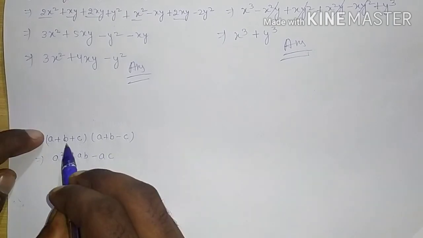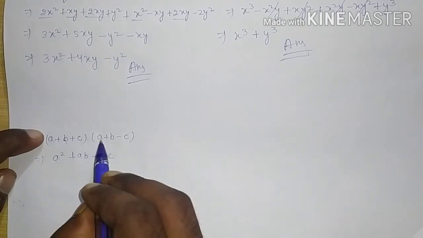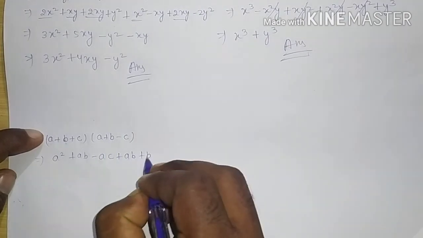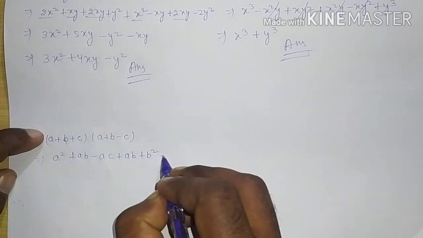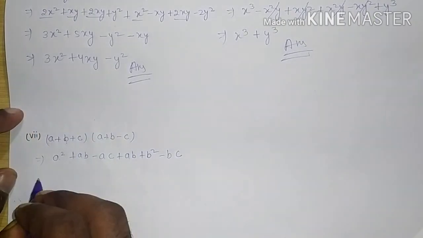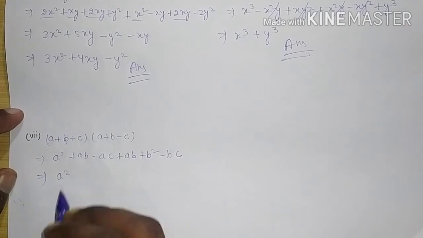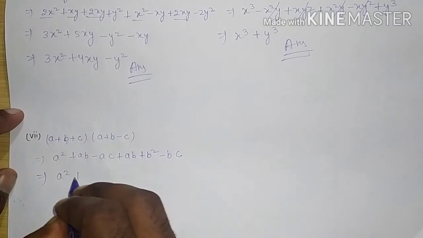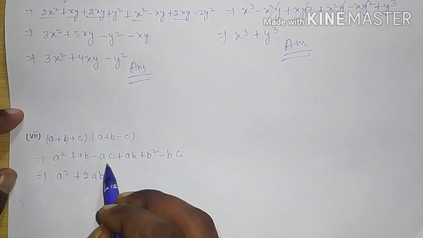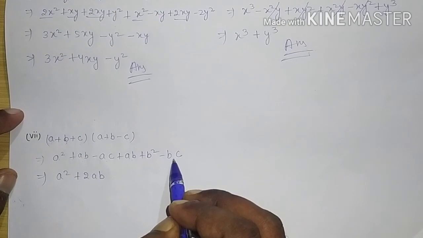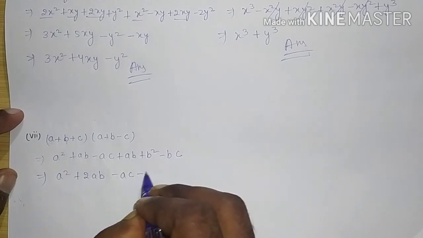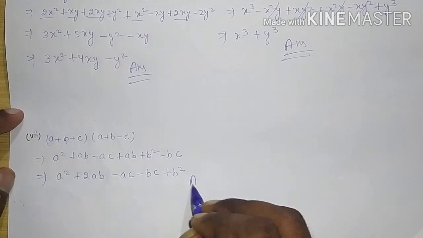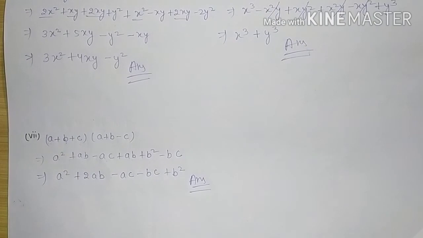Similarly, b is multiplied into all the terms, so b into a, it will be ab. B into b, it will be b square. B into minus c, it will be minus bc. Now a square, ab plus ab, this is 2ab, minus ac minus bc, and this is plus b square. Now this is the answer. Now it's very simple.